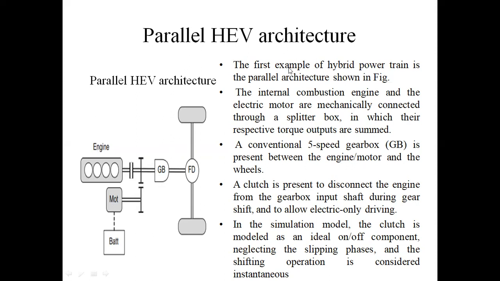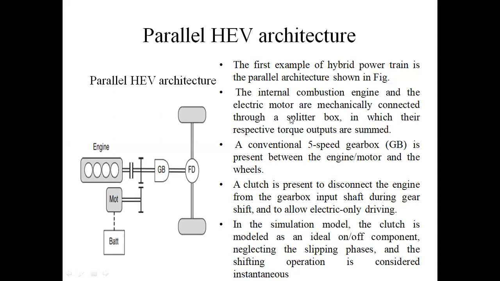Now I will explain. The first example of a hybrid powertrain is the parallel architecture shown in the figure. In this case study, I referred to this diagram from Springer. This is the first hybrid powertrain of parallel architecture. Here parallel means the engine and the motor are connected in parallel. The internal combustion engine and the electric motor are mechanically connected through a power splitter.